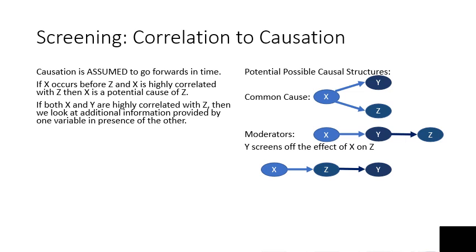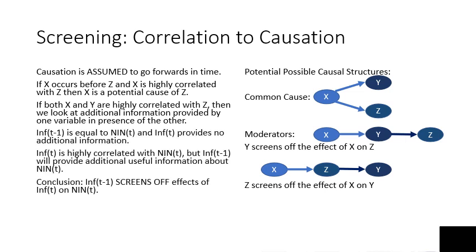An alternative is that Z and Y are reversed, and so now Z screens off the effect of X on Y. In all such cases, all three variables are highly correlated, and so to detect the actual structure, you need to check for what one variable does in presence of the other. Here in the second diagram, Z screens off the effects of X on Y.